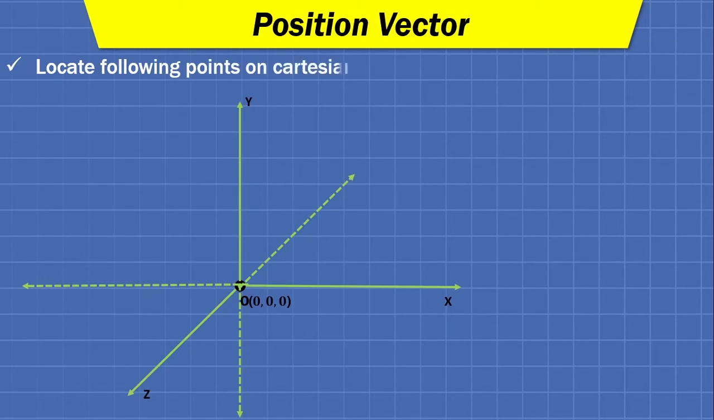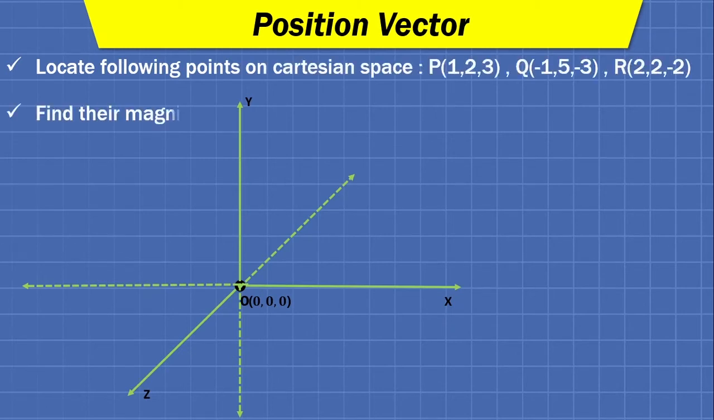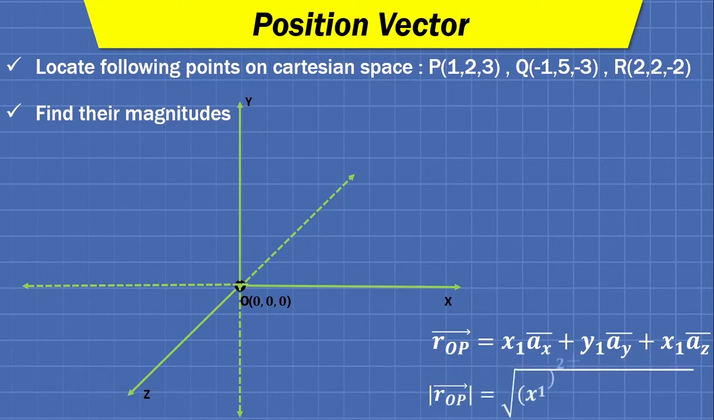So here is a quick activity. We are going to locate point P (1, 2, 3), point Q (-1, 5, -3), and point R (2, 2, -2) in Cartesian space, and we will also find the magnitudes. Again, let us recall what we have seen. Any position vector can be represented in this way, and the magnitude of that position vector can be calculated by this simple formula. Fine. So let us first locate the point P (1, 2, 3).